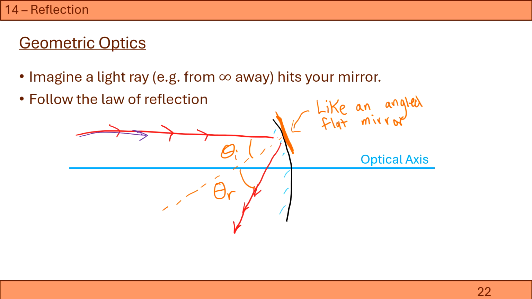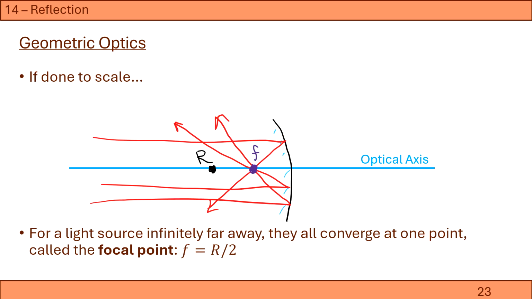If we keep getting more of these light rays that do the same thing, they're all parallel to the optical axis, what happens? If we do that for a spherical mirror, we get that they all converge. They all go through the same point on the optical axis. Okay, and so light that's coming from infinitely far away. So think of like the sun. The sun's pretty far. If you have a mirror and you point it toward the sun, a spherical mirror, all the light is going to hit one point, and we call that the focal point.